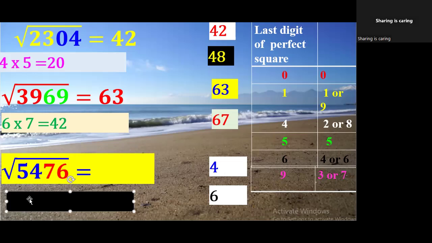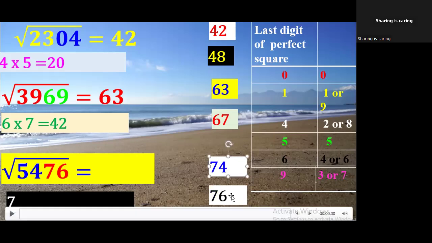I cannot take it. Then 7 times 7 is 49. So 7 times 7, 49, is a perfect square which is closest to 54 but less than 54. Therefore, I will take 7. Okay. Therefore, the second digit is what? 7. So the number will be what? Either 74 or 76. How do we determine now?